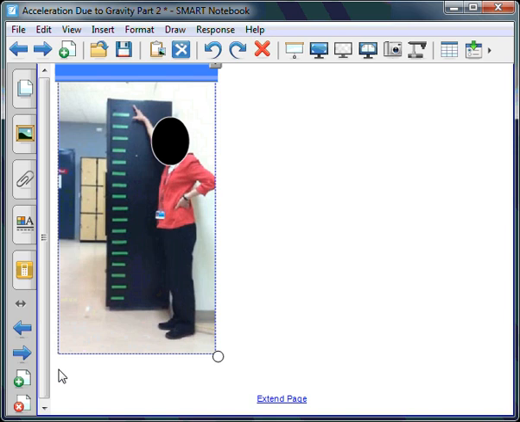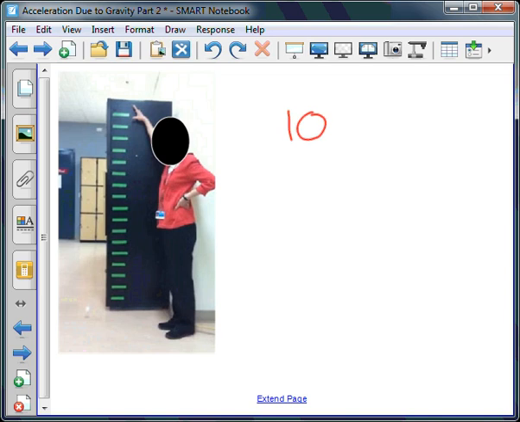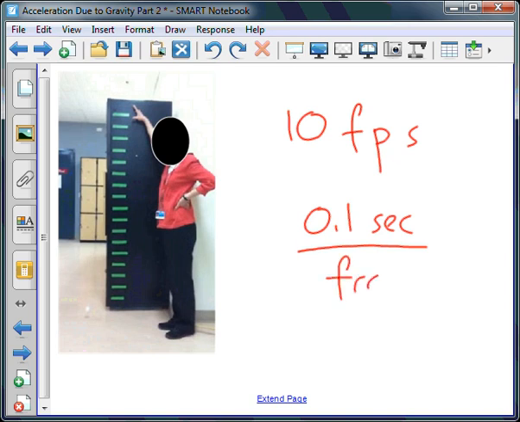I set the frames per second to 10 frames per second. Now, getting the reciprocal of that, 0.1 seconds per frame. And so from my Flash file, I extracted some stills. And from one frame to another, I knew that it was 0.1 of a second.